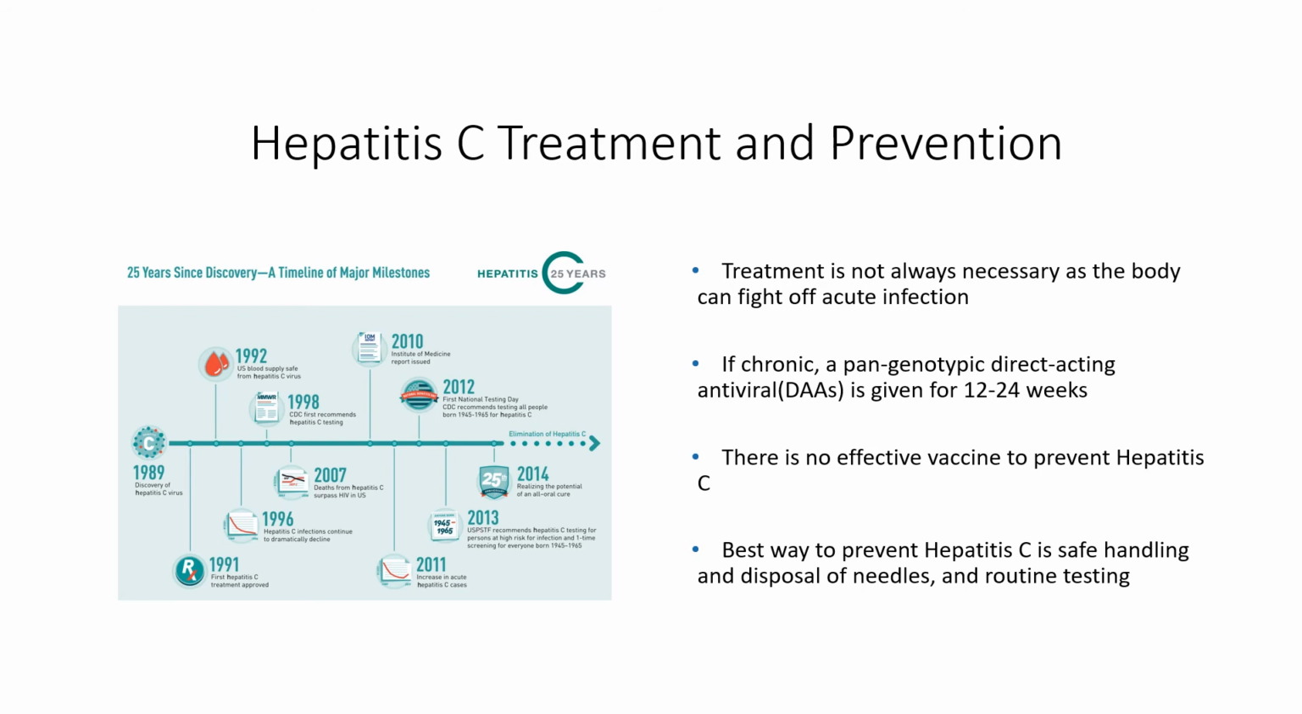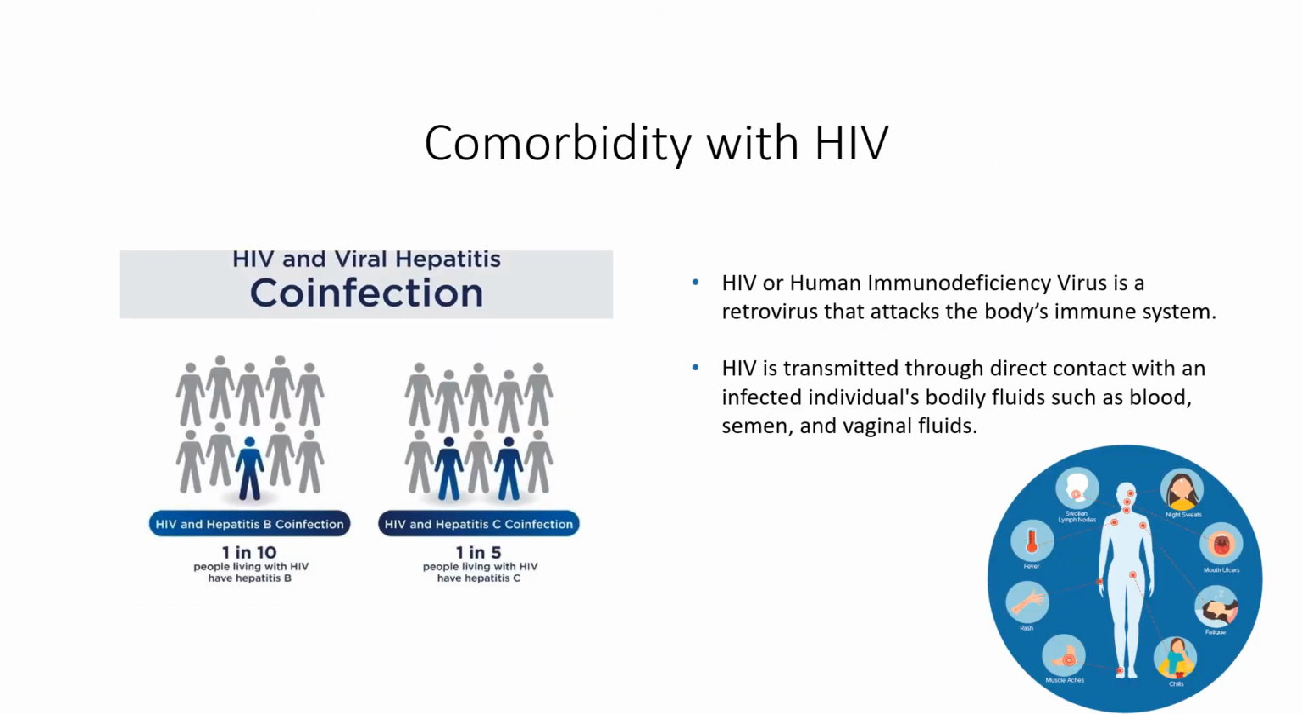There is currently no effective vaccine to prevent hepatitis C. However, the best way to prevent yourself from hepatitis C is through the safe handling and disposal of needles, as well as routine testing, especially for individuals who are higher risk.